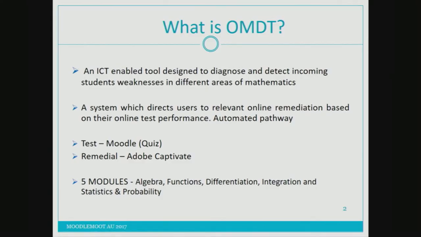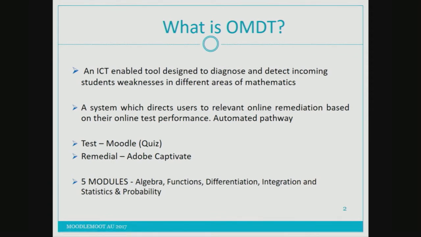I'll emphasize some of the points from them. OMDT is basically developed to diagnose and detect incoming students which we have in the university, and detect the weakness area in mathematics in those five topics. So the OMDT has two modules. One is the test part, and the other part is, of course, the remedial part. Five modules are algebra, functions, differentiation, integration, as we have seen.